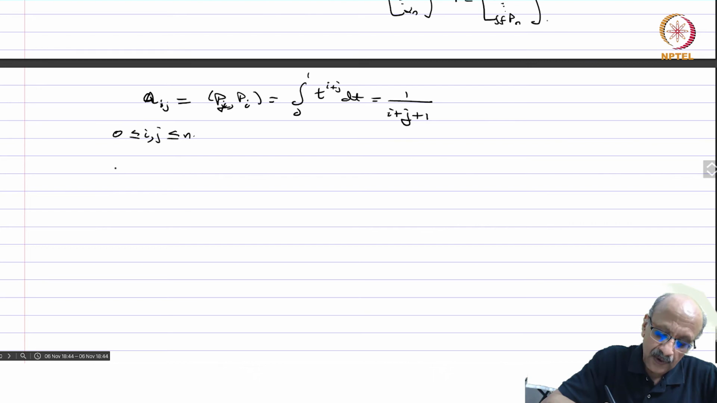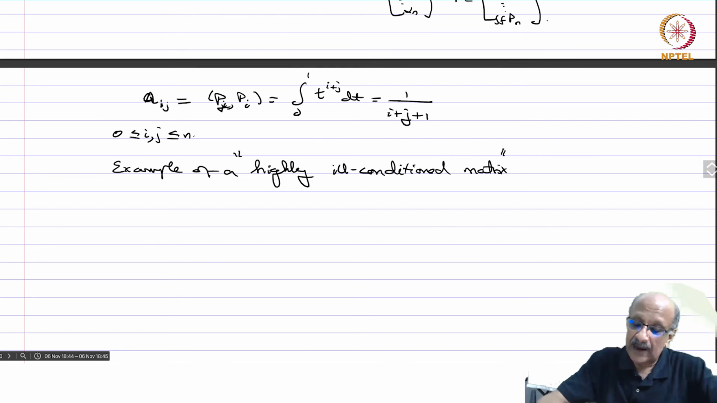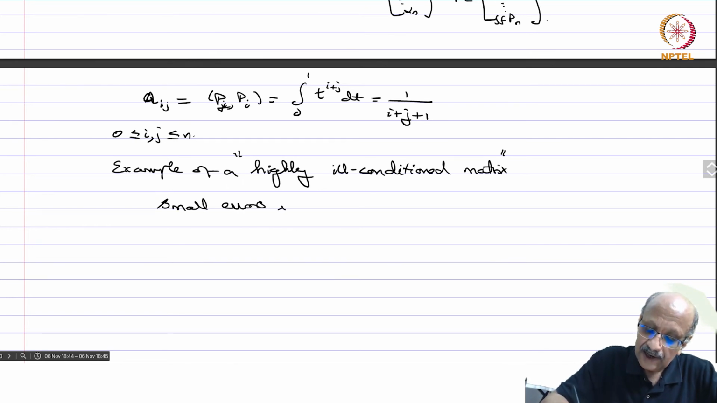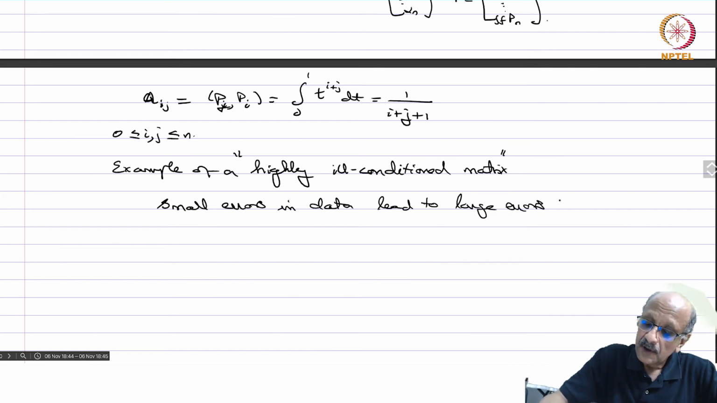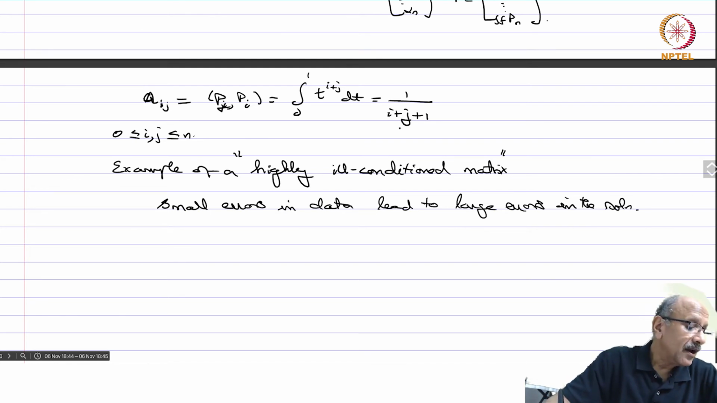In fact, this is an example of a highly ill-conditioned matrix. So this matrix whose entries are 1 by i plus j plus 1 is an example of a highly ill-conditioned matrix. This is a terminology in numerical analysis, which means small errors in data lead to large errors in the solution. That means round-off errors, which are small and natural to occur, will blow up, so the solution which you get by inverting this matrix will be nowhere near the real solution, because the computer will make a lot of errors, and a matrix of this nature will completely destroy it.